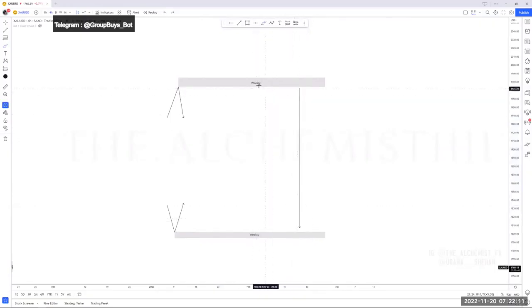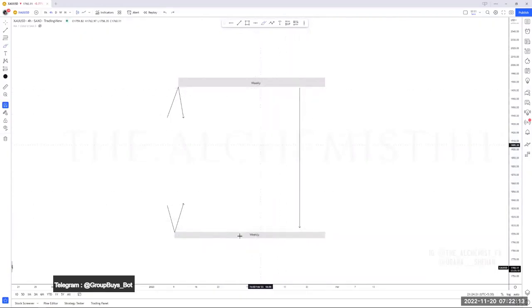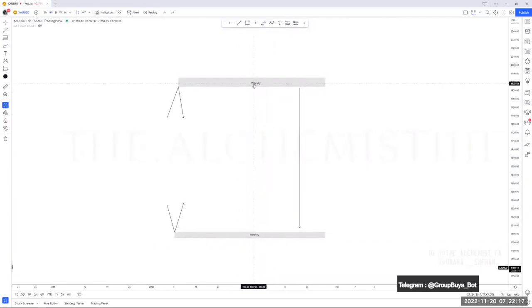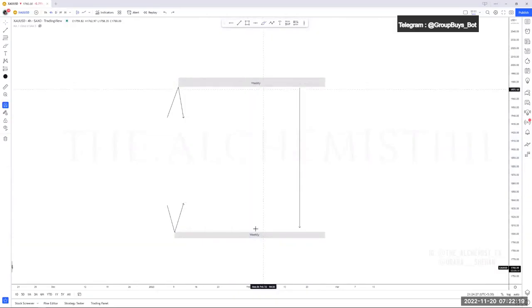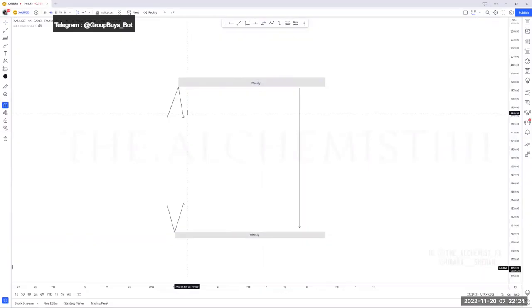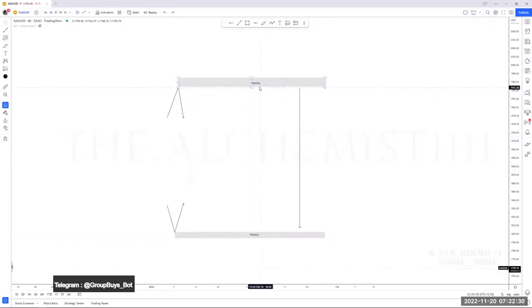Remember, within a weekly to weekly storyline, there will be daily obstacles. Within a monthly to monthly storyline, there will be weekly obstacles. Within a daily to daily storyline, there will be one 4 hour, one time frame lower. That is where the obstacles will be. So simply, that is about the storyline.